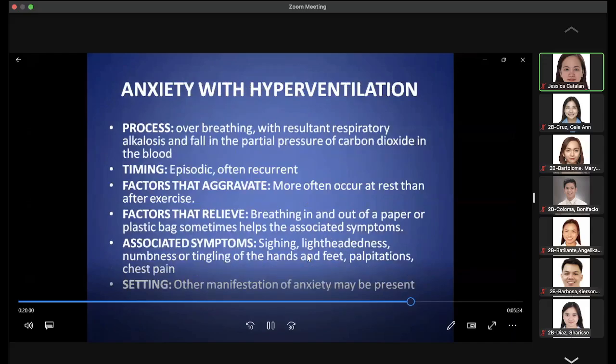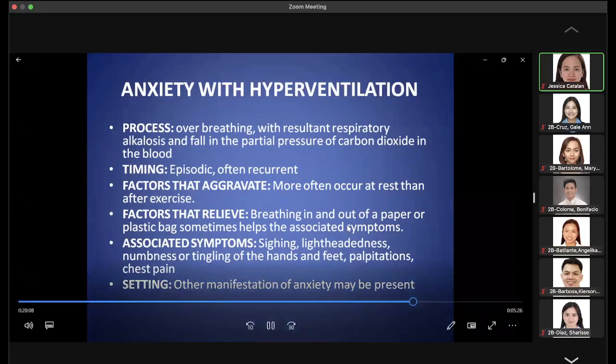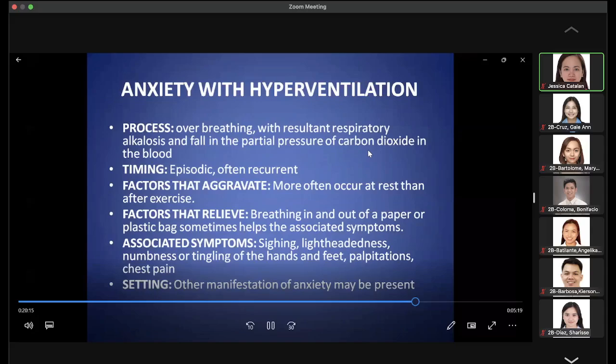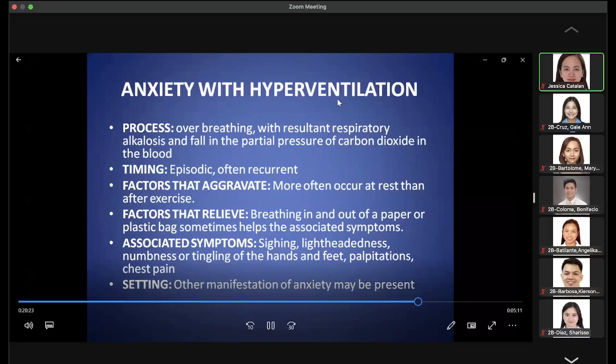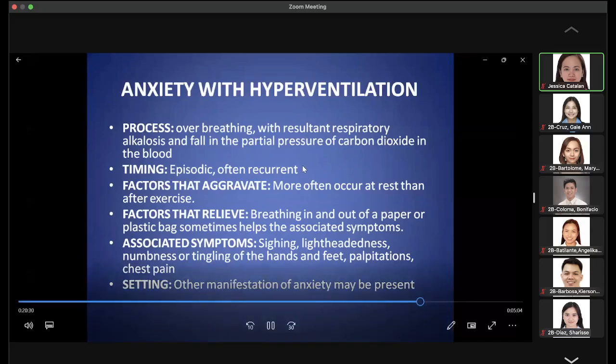All right. Next would be anxiety with hyperventilation, which is the most common wastebasket diagnosis in the emergency room. There is overbreathing with resultant respiratory alkalosis and a fall in the partial pressure of carbon dioxide in the blood. The timing is episodic, and often recurrent. And as for factors that aggravate, it most often occurs at rest rather than after exercise.